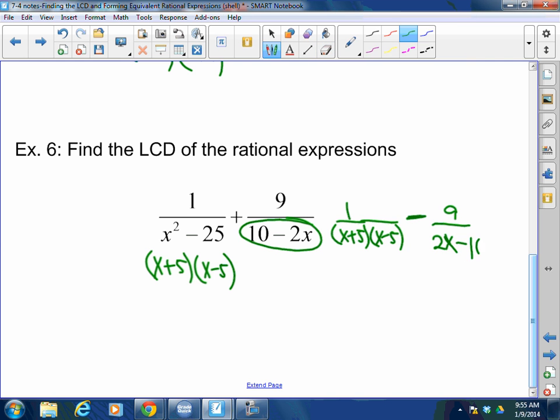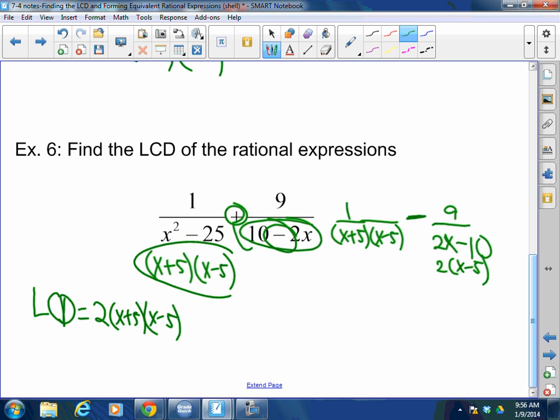Do you see what I did there? I factored out that negative and immediately I brought it up so I don't forget. I want to do a negative first to show you what I do with the negative. Now let's factor out the 2. So I got x minus 5. So what's my LCD? A 2 times x plus 5 and x minus 5.